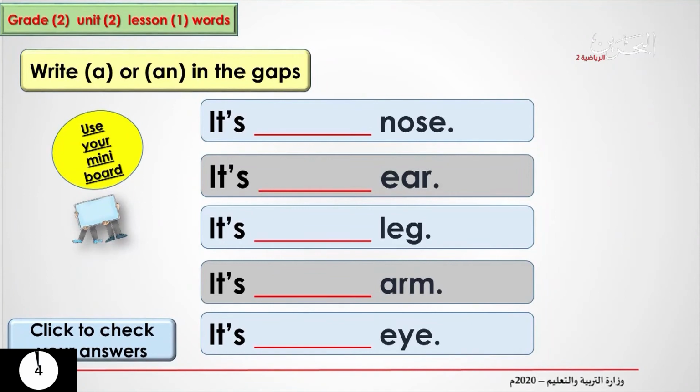Now let's check your answers. It's a nose. It's an ear. It's a leg. It's an arm. It's an eye. Well done.